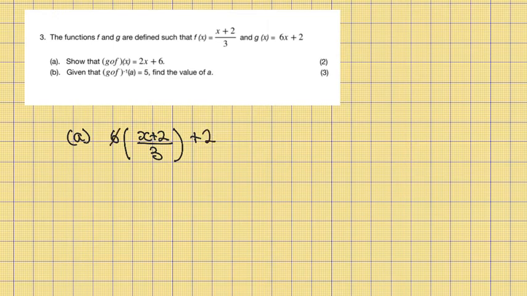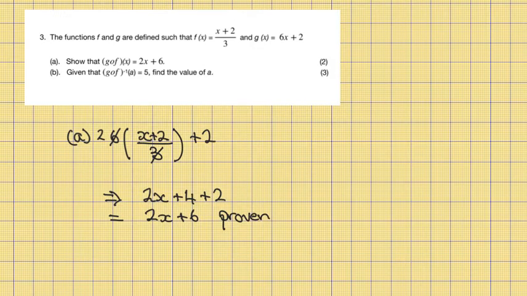Let's cancel the 6 and the 3 to give us 2. So therefore, we now get 2 times x is 2x, plus 2 times 2 is 4, plus the 2, which equals 2x plus 6. Proven.